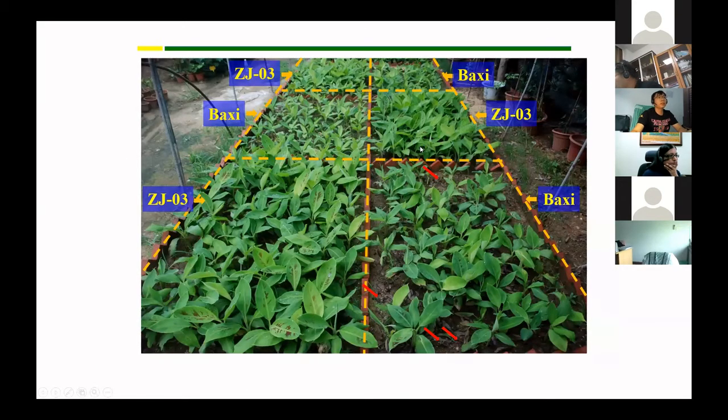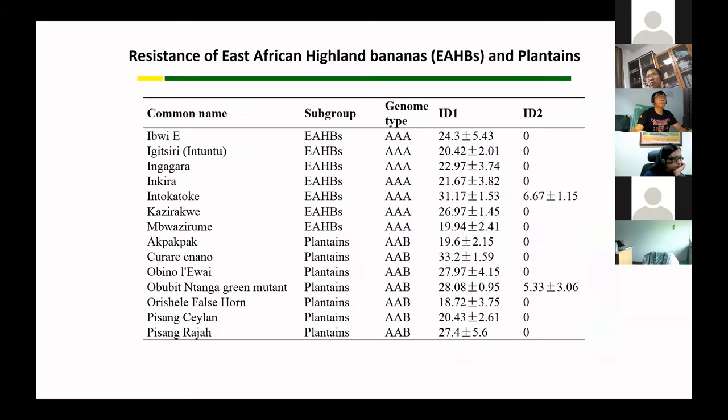From this potting field, potting garden, we will see Basi is a sensitive variety, it should have some symptoms. Zhongjiao number 3 is a moderate variety. We can see it looks healthy. So this is the potting area results. And then we use this system to evaluate the different kinds of varieties.